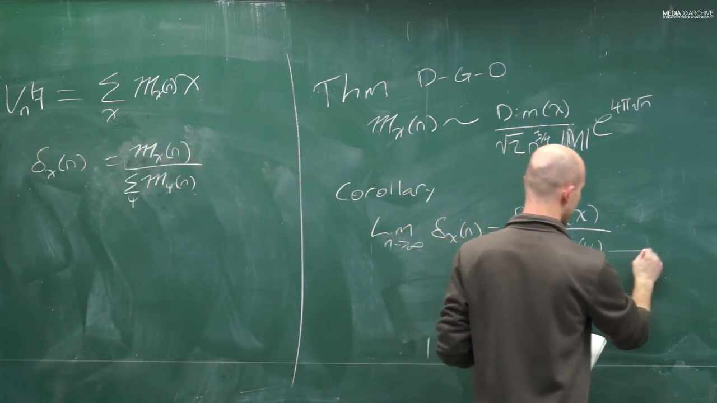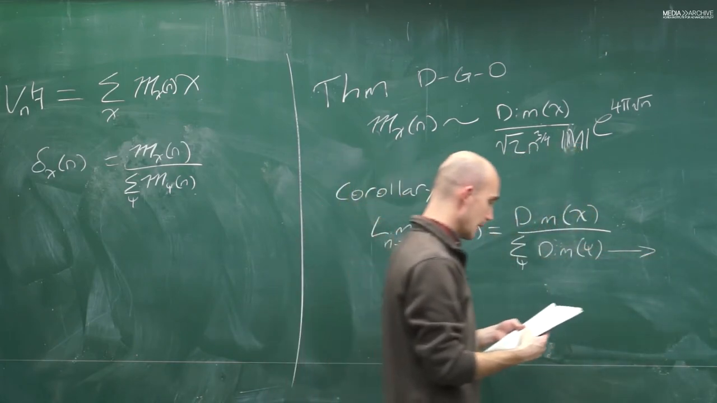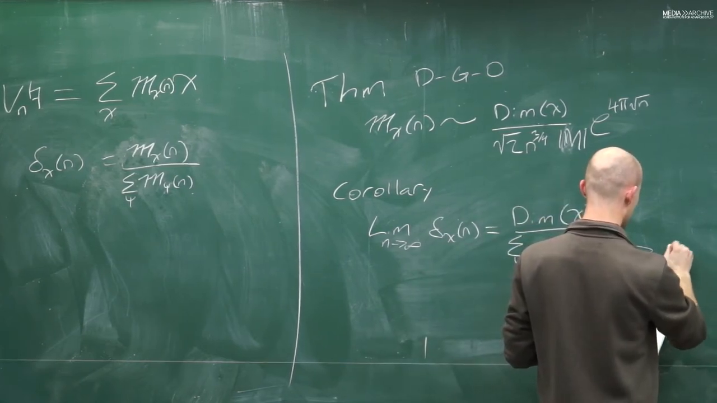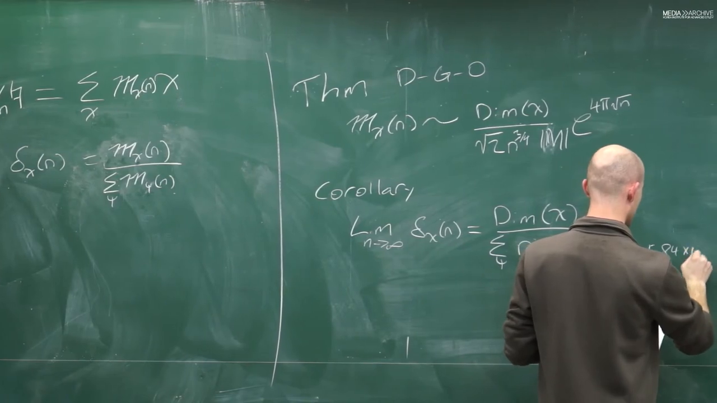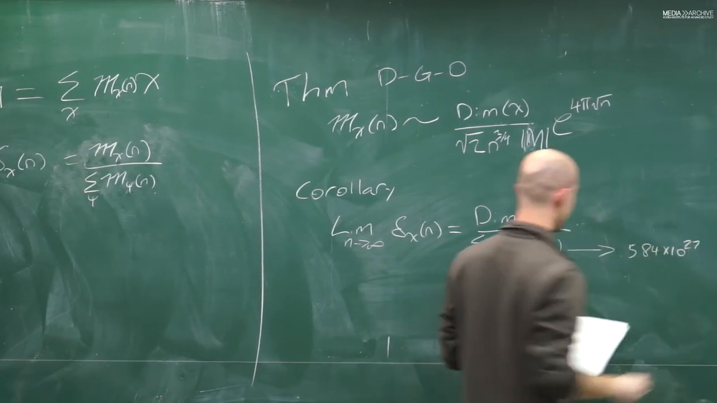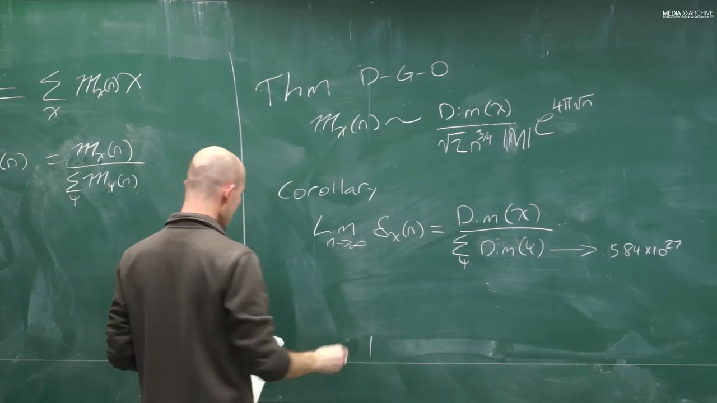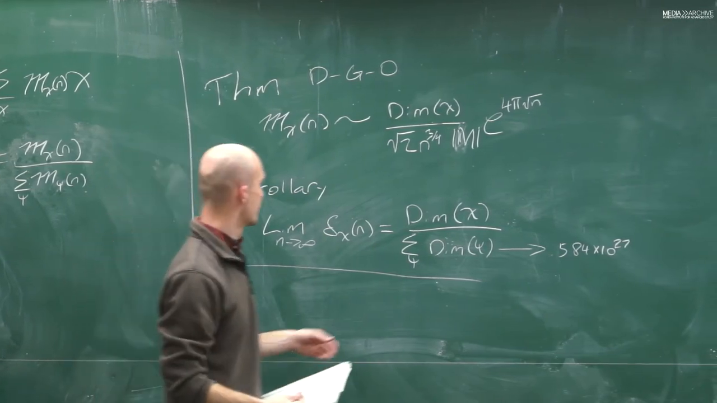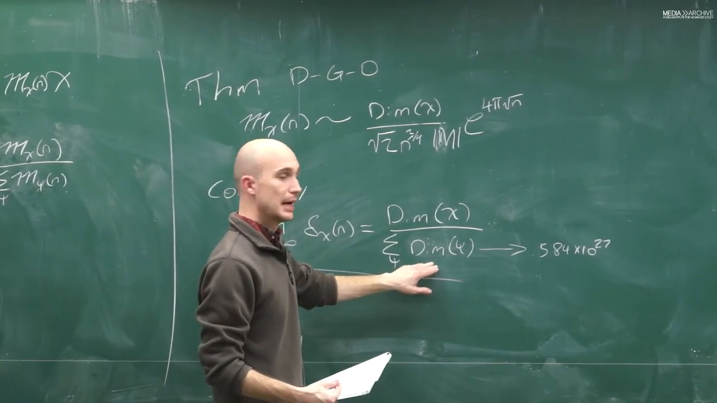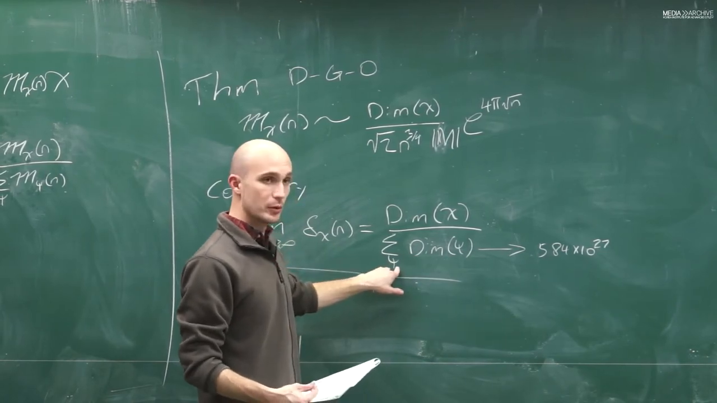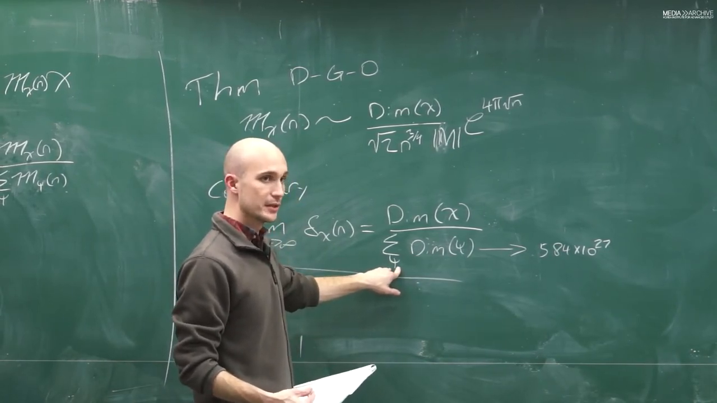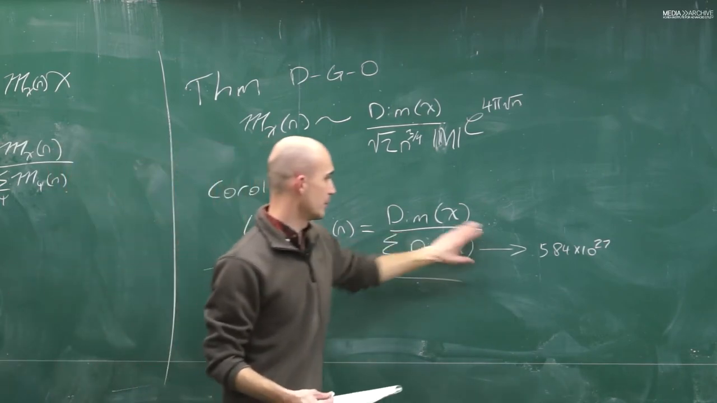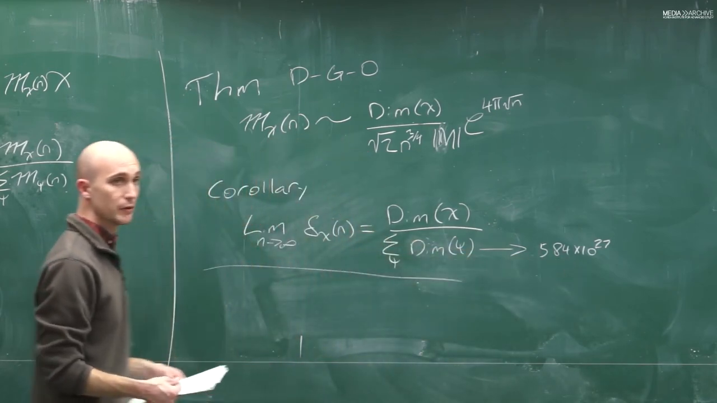Okay. So this denominator here is going to be a fixed number. The denominator is about 5.84 times 10 to the 27. Okay. So the irreducible representations, the 194 irreducible representations. Yeah. So we're just summing those dimensions. Yeah, so that's always going to be a fixed number, about 5.84 times 10 to the 27th.